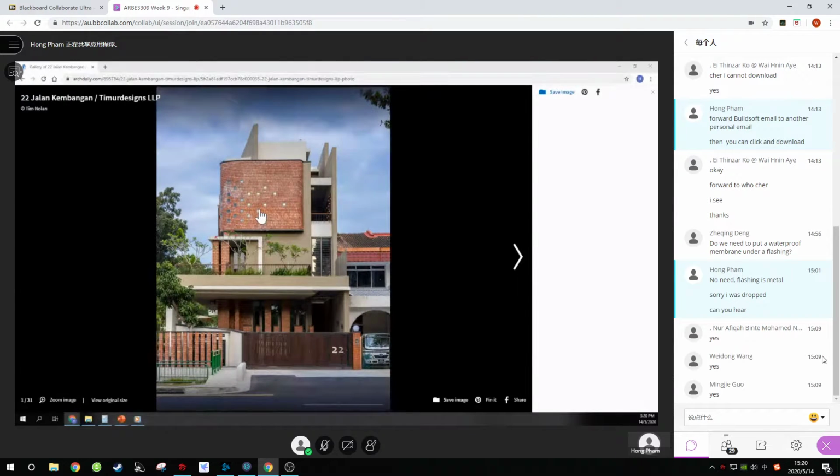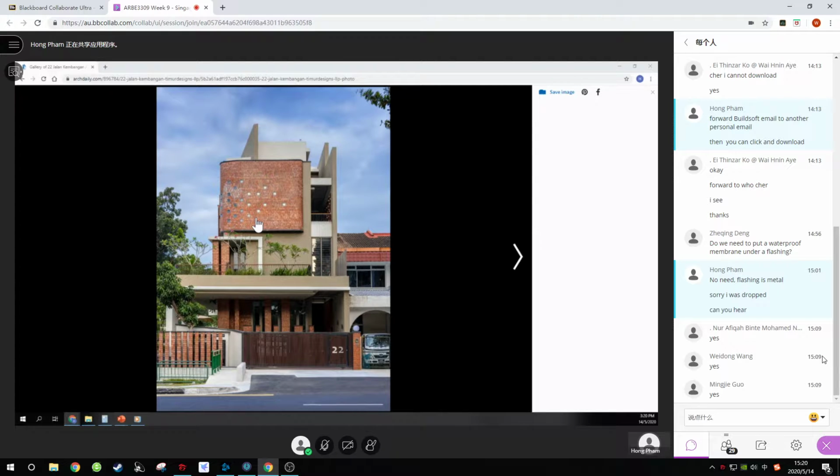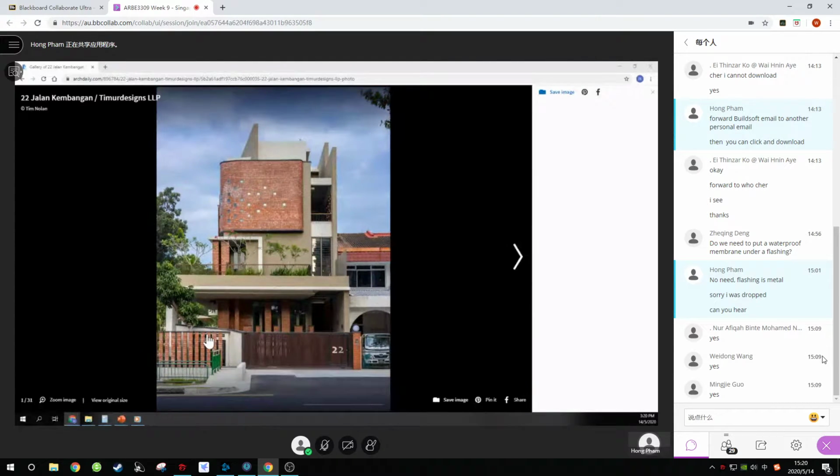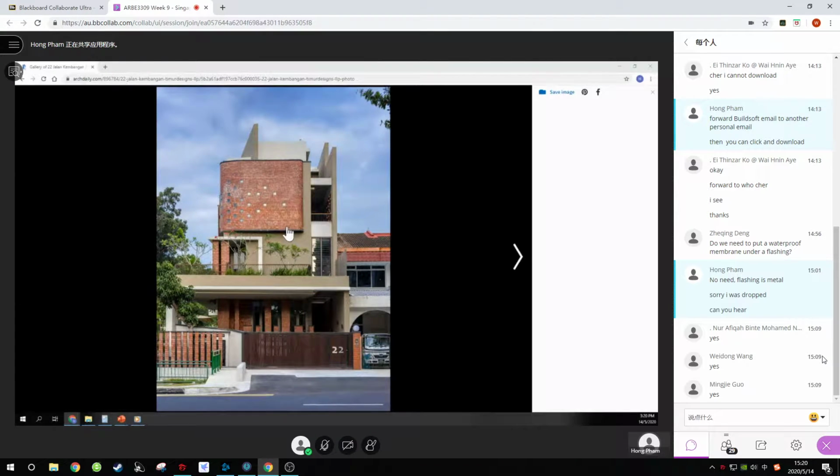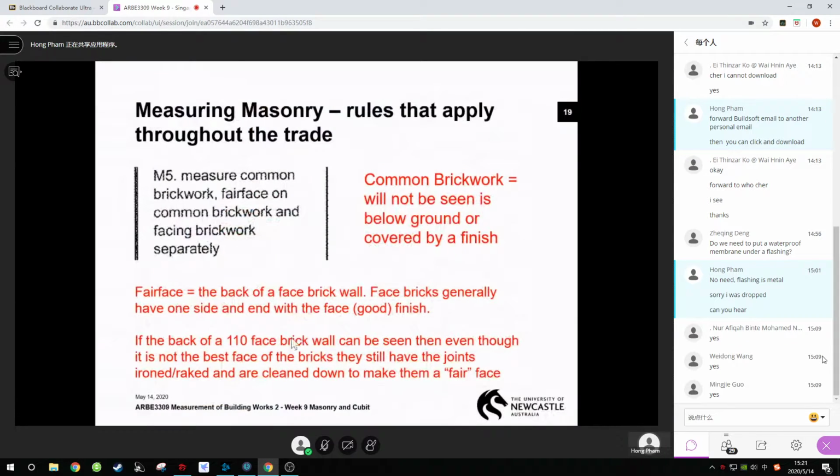Okay, so this is not fair face brick. In fact, when we subcontracted this project, the architect wanted to change this to the fair face brick, but that was too expensive. It would cost them an additional $30,000. So basically, we use common brick, but we build it fair face. So if you have this kind of common brick fair face, then you have to describe it, okay, as a fair face to common brick.